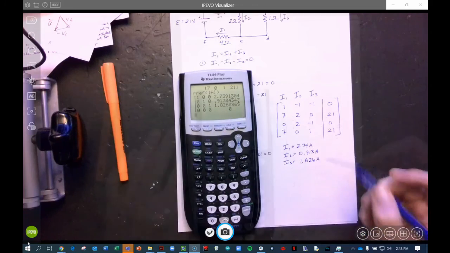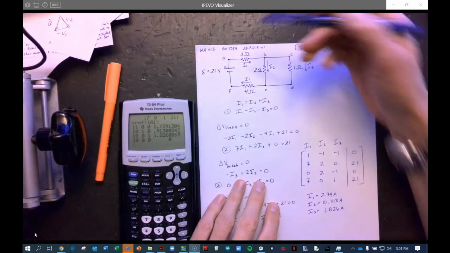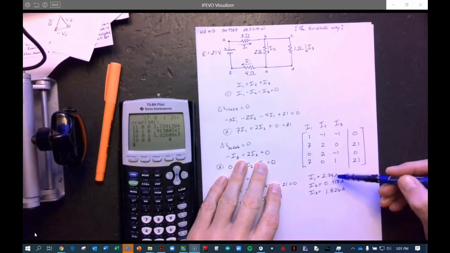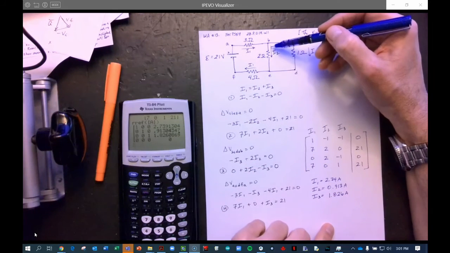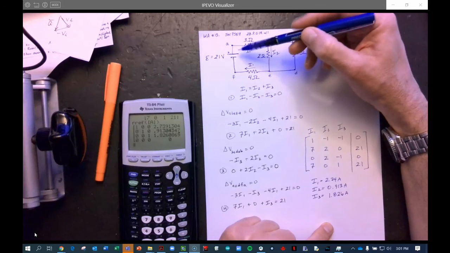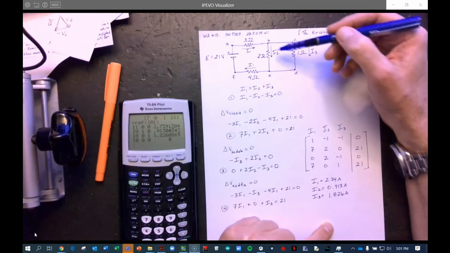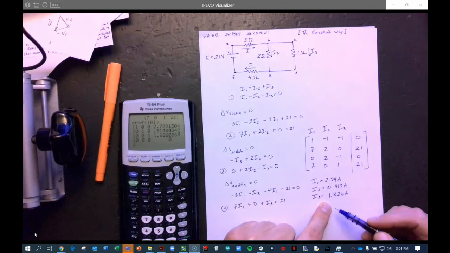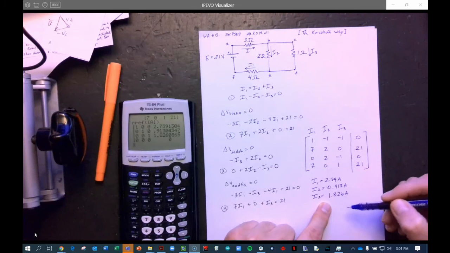1.826 amps. All of these currents are positive, which means that in our initial guessing, we guessed that the currents were all flowing in the right direction. If we ever calculate a current and it's negative, it simply means that the direction of the current is opposite to our initial guess. Here it's pretty obvious: the current comes out of the positive side of the battery, flows through, and branches off like so. But if we had guessed the wrong direction, one of these currents would be negative. The magnitudes would be the same. The negative just indicates that we guessed the wrong direction.